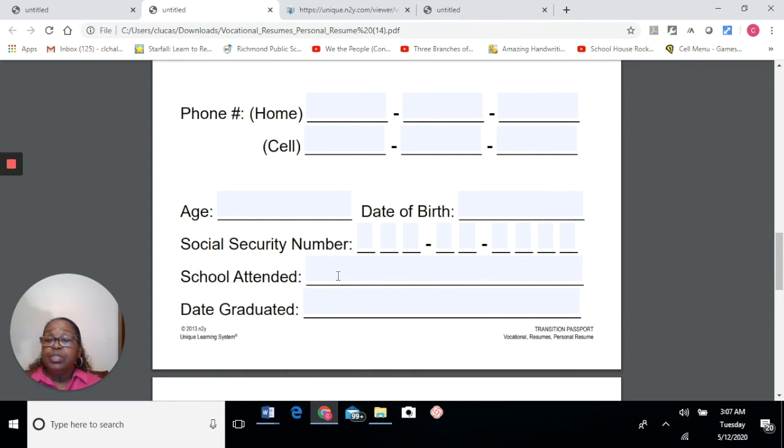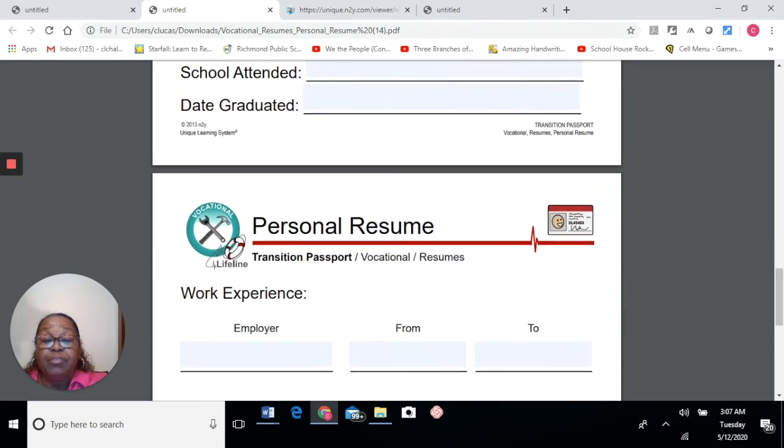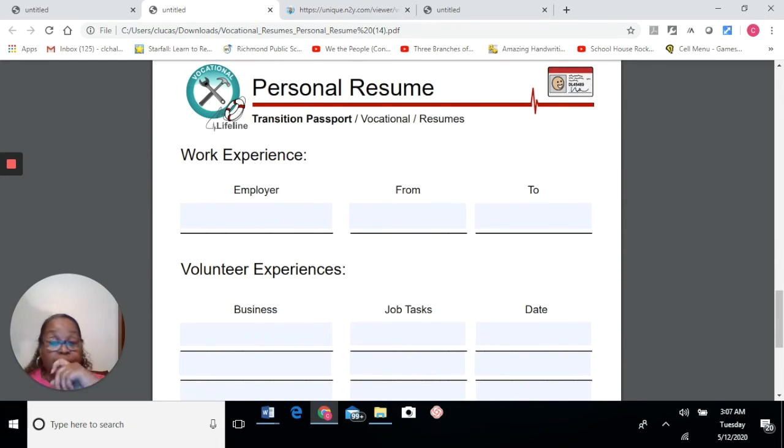Now, what school did you attend and when did you graduate? Now, you don't always have to have graduated to get a job, because you can get a job at age 16. So, if you haven't graduated, that's okay. I had my first job at 16 years of age. Yes, I did.